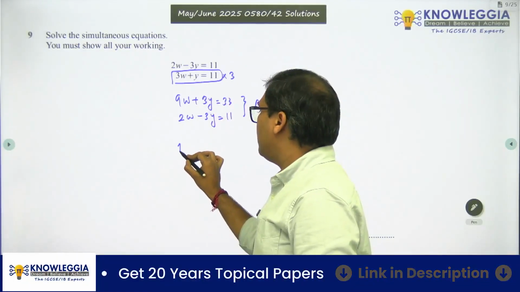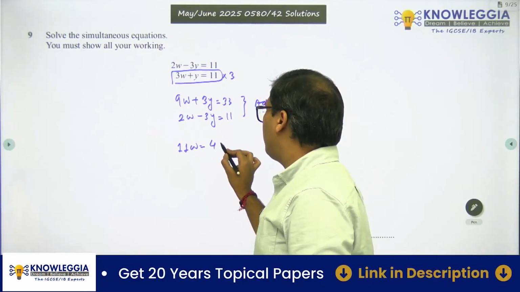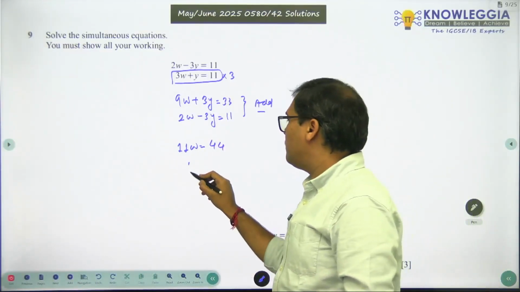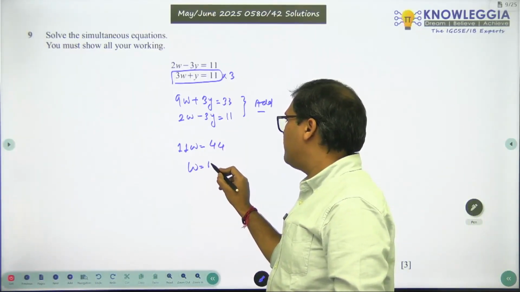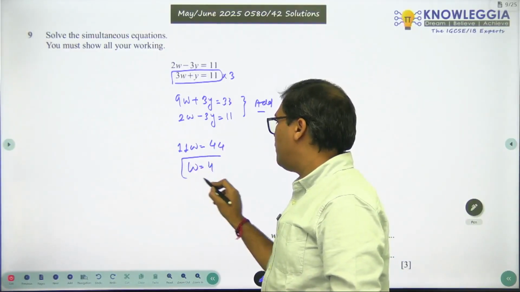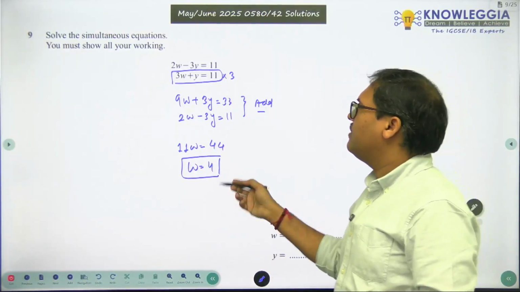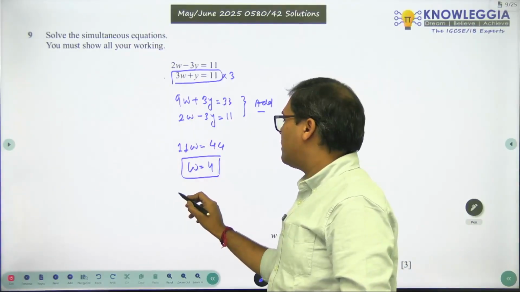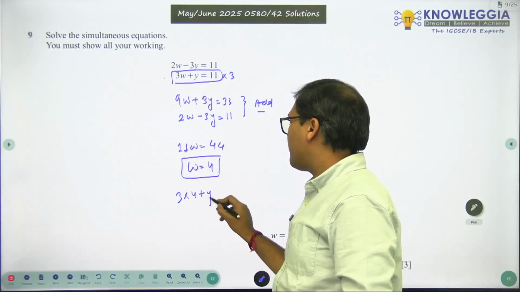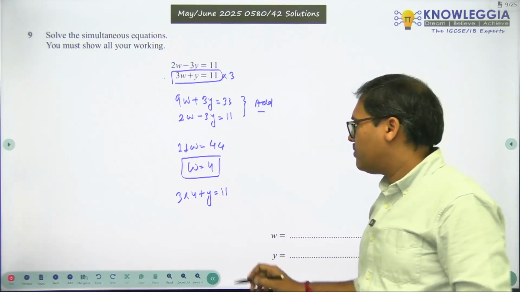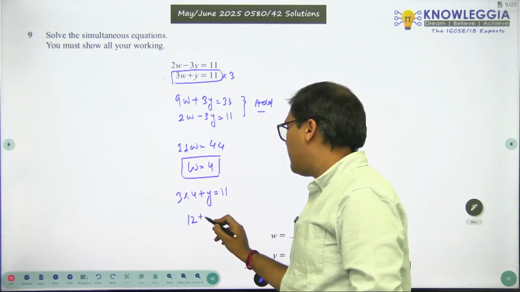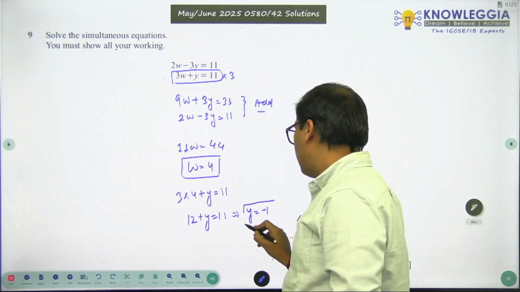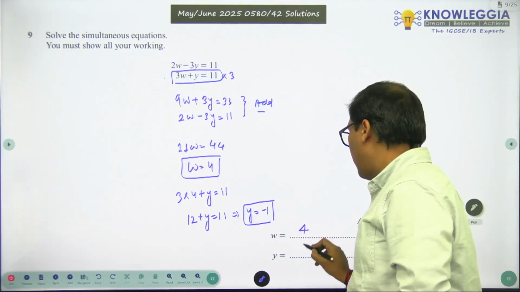So this is 11w equal to 44. This 3y and 3y will cancel because we are adding. So what is w? This is 44 by 11, which is 4. So w is equal to 4. Now how will you get the value of y? You put this w in any of the equations. If I put this w in this equation, this is 3 into 4 plus y equal to 11. So what is y? This is 12 plus y equal to 11. You can clearly see y is equal to minus 1. So the answer is 4 and minus 1.